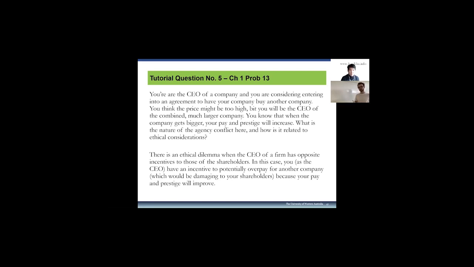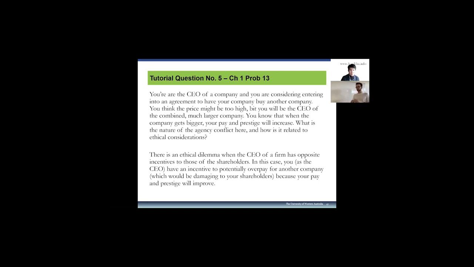So in this instance, we look at this and we say, well, this company might be priced too high. And if it's priced too high, then we would think that that's going to destroy value for our shareholders, because it's going to be destroying value for the firm. But here's the conflict, right? The CEO looks at this and says, well, the amount of money that I get paid is dependent on the size of the company.